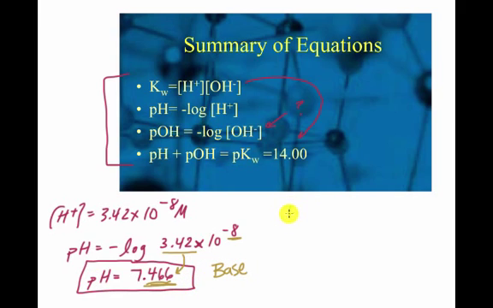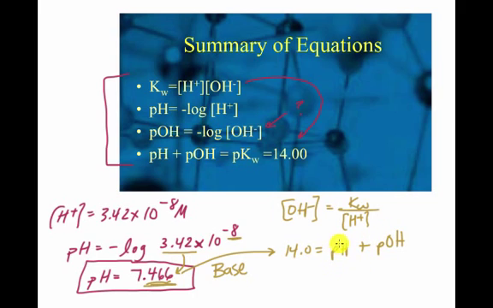So if I want to figure out the hydroxide concentration, well, I already know how to do that. I can use Kw is equal to [OH-] times [H+], so [OH-] is Kw over my hydrogen concentration. Or what I could do is use this and say 14 is equal to pH plus pOH.